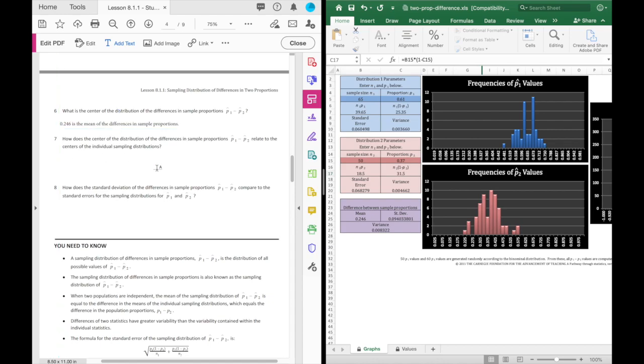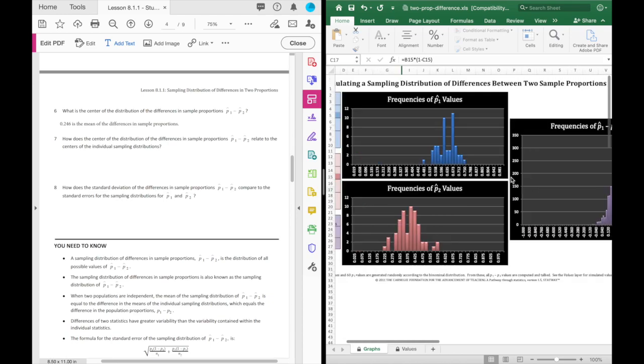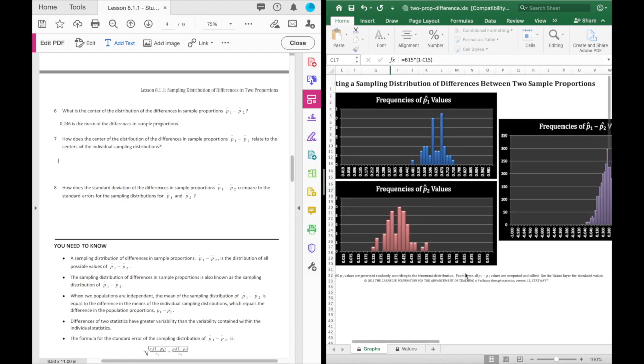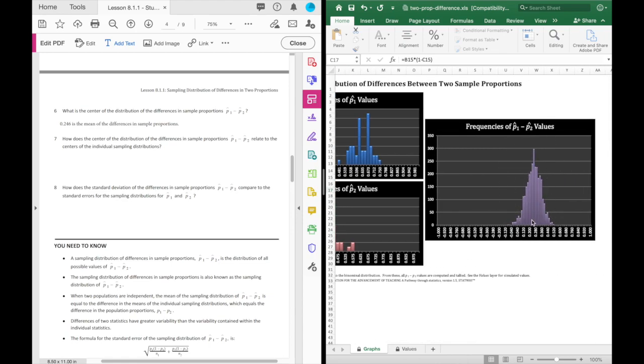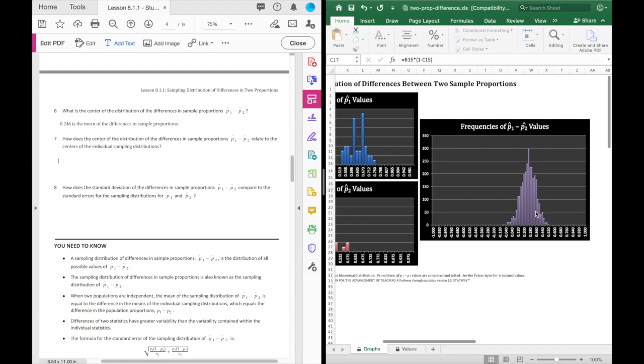How does the center of the distribution relate to the centers of the individual sampling distributions? Well, it wants us to actually think about how the middle of this graph can relate to the middle of this graph and the middle of this graph. So I want you to think about it this way, right? If this guy is all possible differences of these two, it would make sense that maybe if you subtract this center minus this center, it's going to give you this center, right?